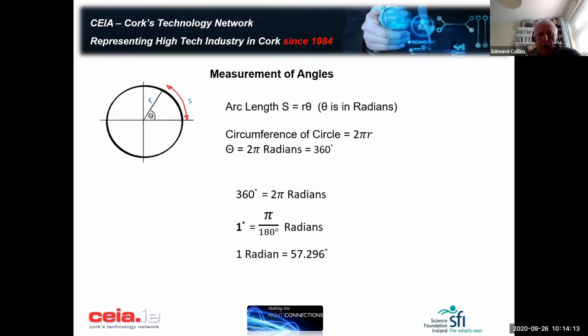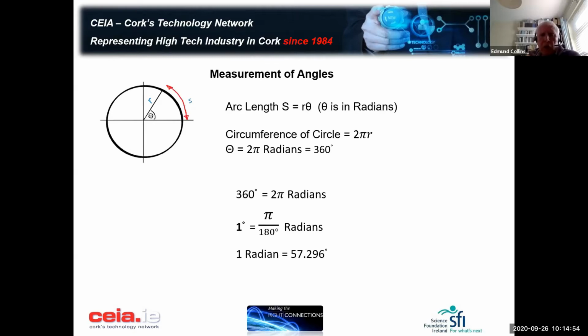So starting off with the measurement of angles, if we want to calculate an arc length S in the circle, what we need to envisage here is the radius of the circle starting at the x-axis and then rotating an angle theta a certain amount. So what is the arc length due to that rotation? The arc length is given as r times theta.